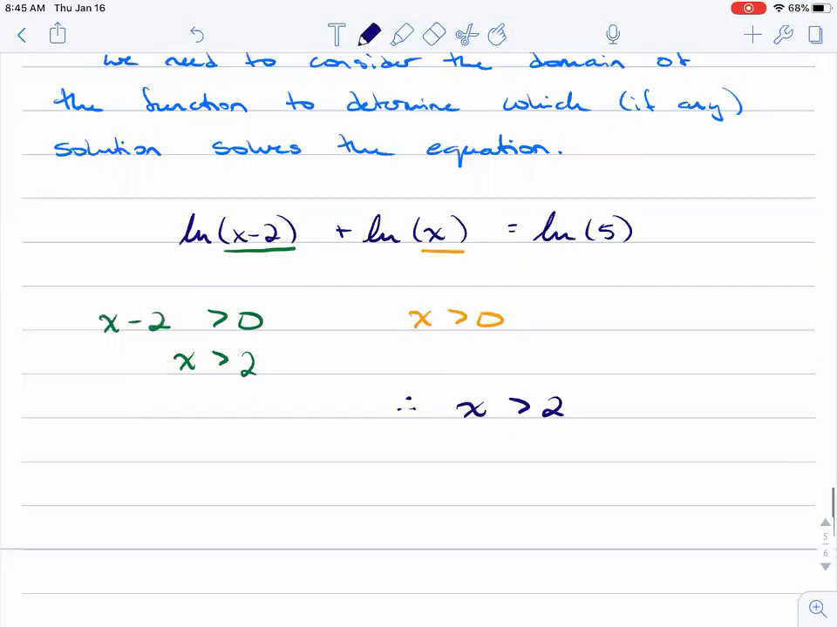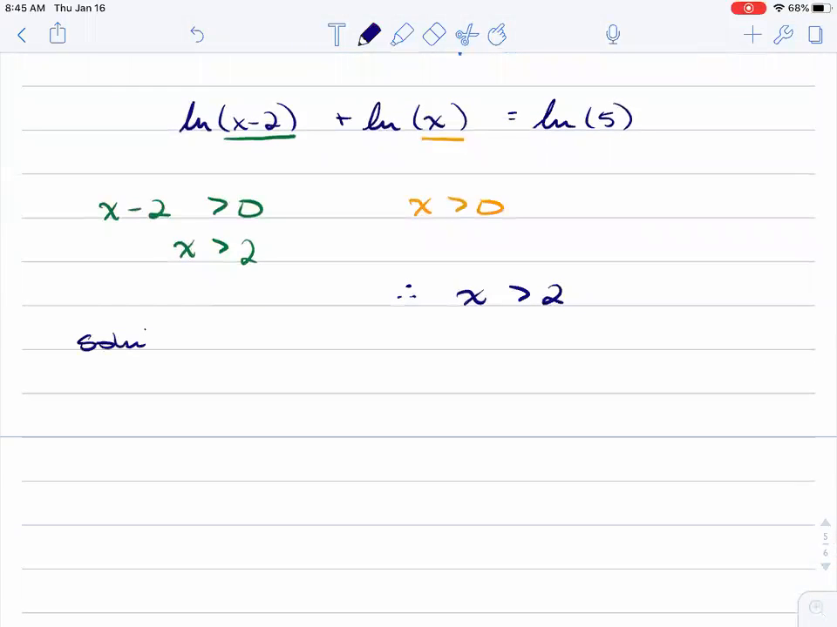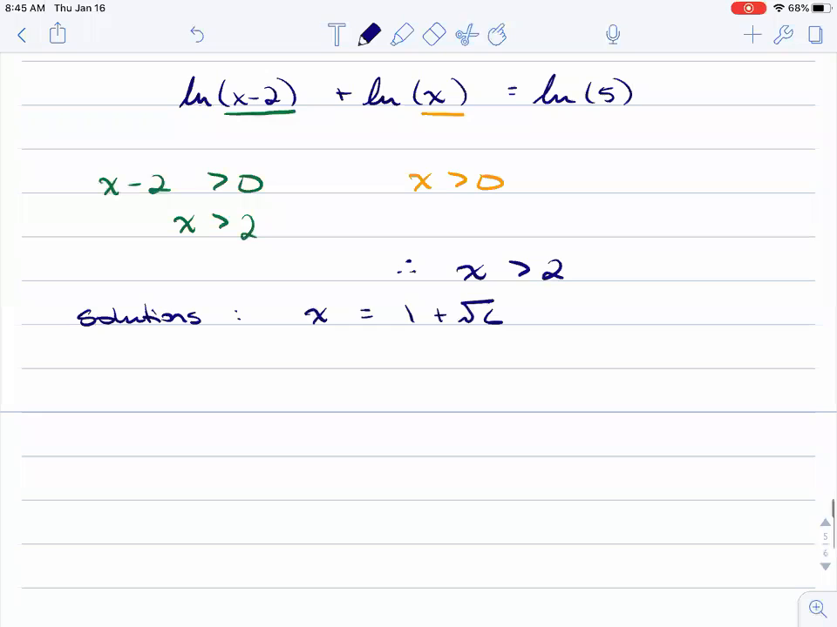If our solutions were that x is 1 plus root 6 and x equals 1 minus root 6, I'm going to go ahead and say that 1 minus root 6 is going to be less than 2, right? And so that's no good. So 1 plus root 6, we'll just make sure, and you can use your calculator. 1 plus the square root of 6, which is roughly 3.449. So that's allowed, so that is the solution.